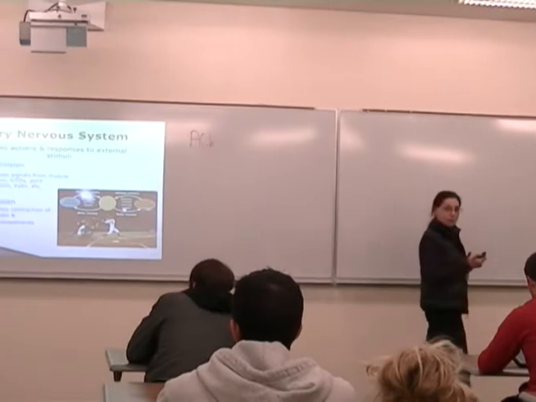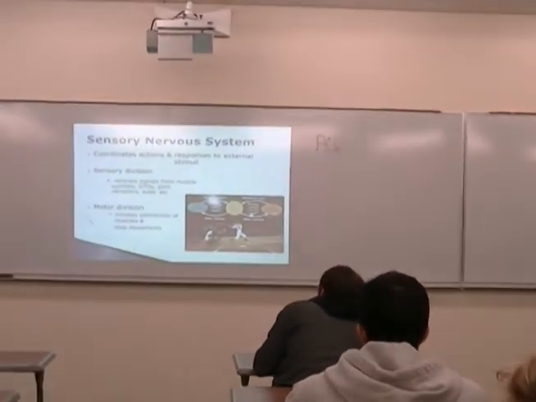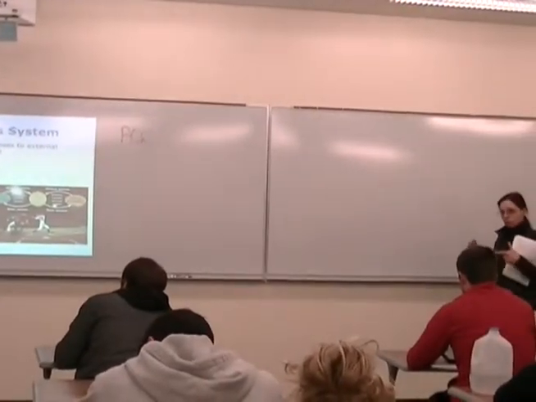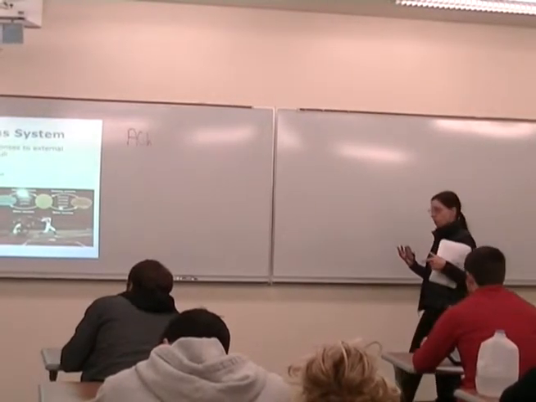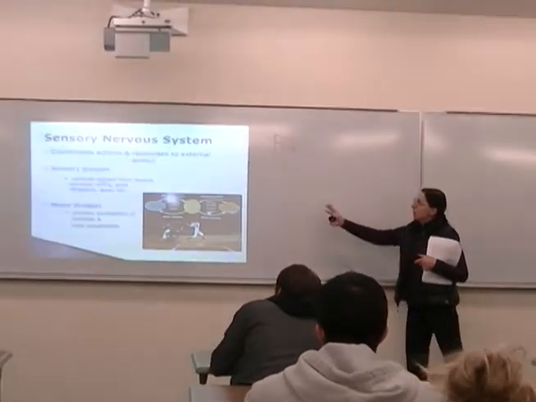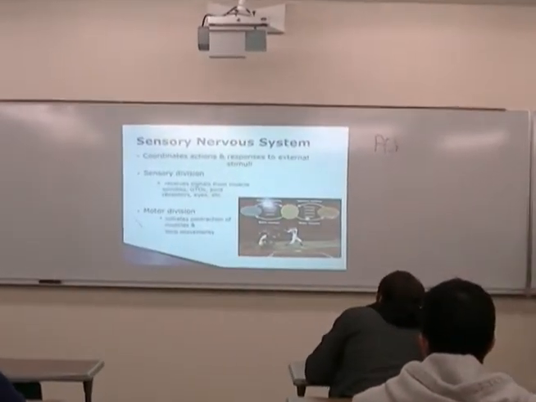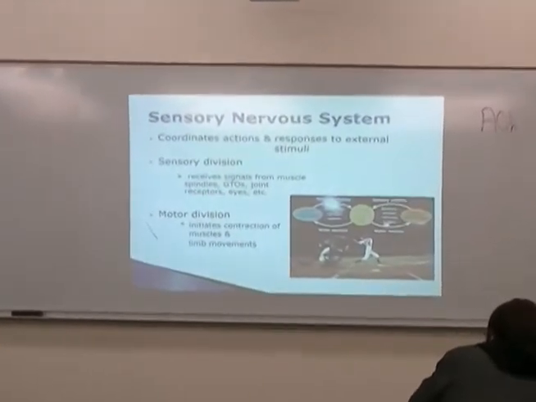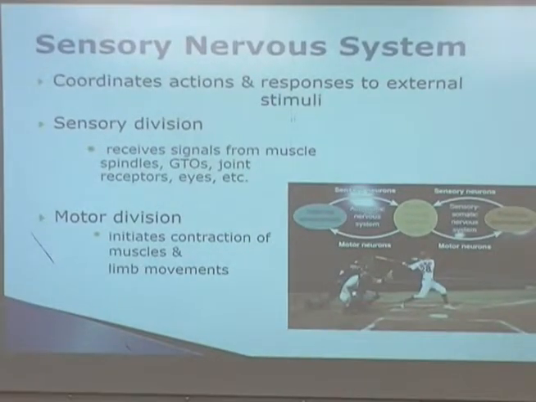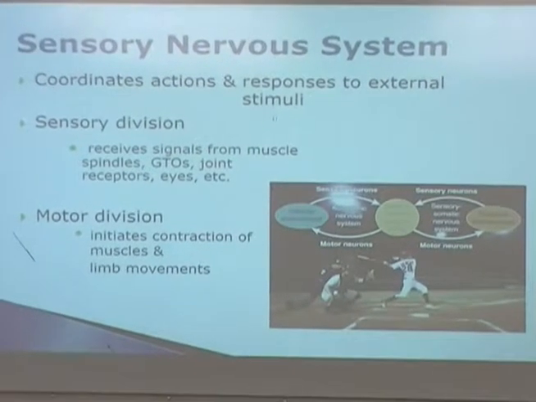So the autonomic system, all these things that are unconscious that help us to just function on a daily basis. The sensory nervous system is responsible then for what do I do now that I see the ball. So it's got to coordinate how I'm going to react to something.